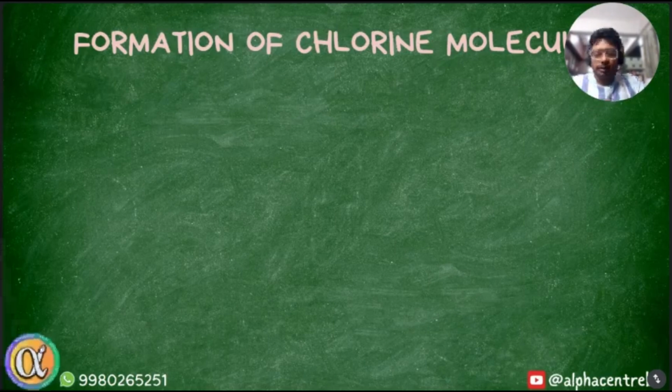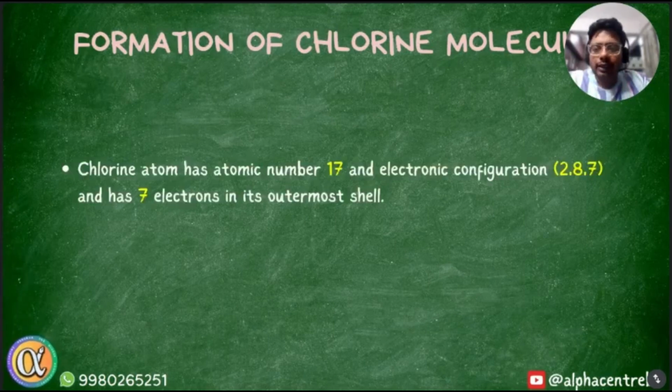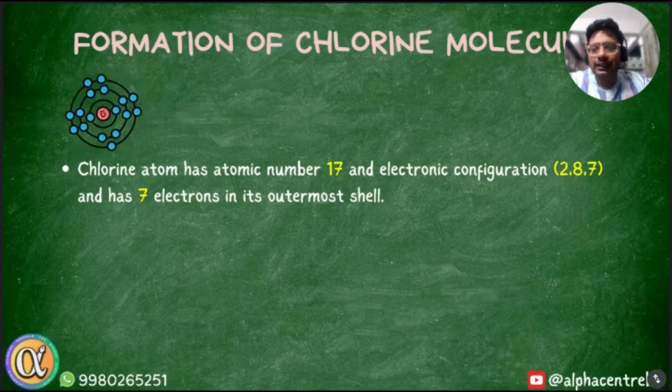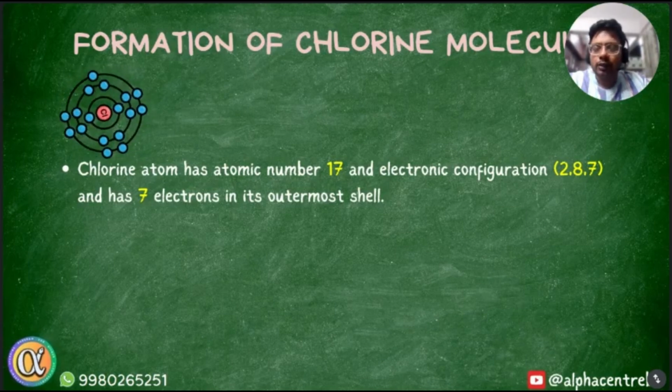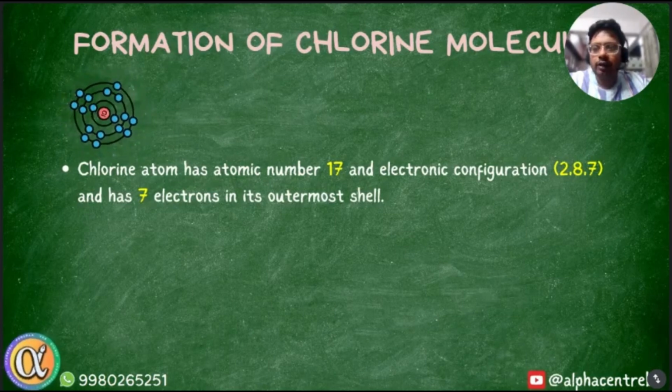Further, the chlorine molecule, Cl2. Chlorine atom has atomic number 17 and the electron configuration is 2, 8, 7. And it has 7 electrons in its outermost shell, right? First shell has 2 electrons, the second shell has 8 electrons, and the third shell has only 7 electrons. 7 means this chlorine is not happy or satisfied. It is looking to achieve an electronic configuration with 8 valence electrons.